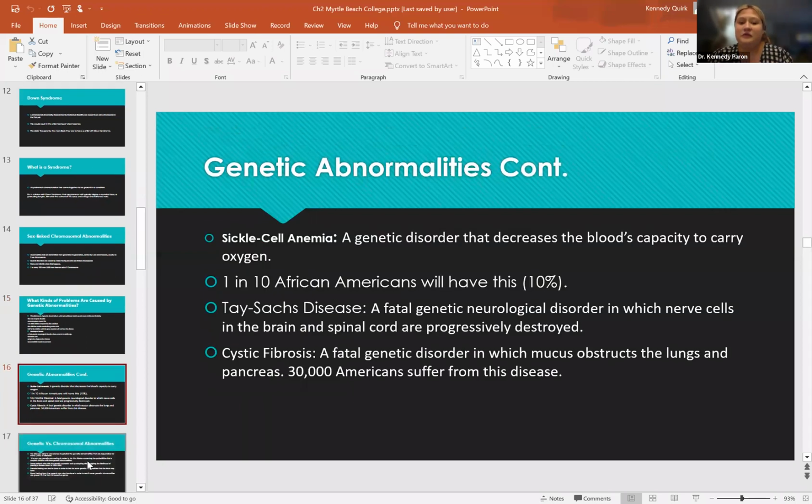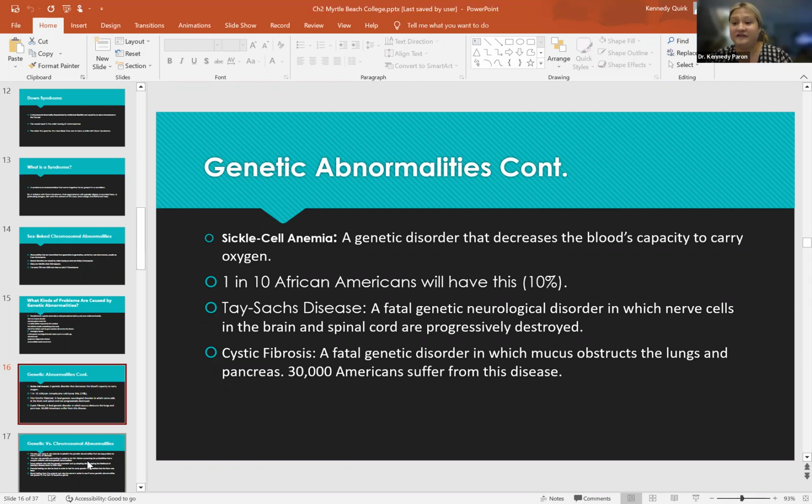So we're going to talk about a few more genetic abnormalities. First, we'll be talking about sickle cell anemia. This is a genetic disorder that decreases the capacity of blood to carry oxygen. It is typical of people who are African American. 1 in 10, or 10%, of people who are African American do have this disease. Next, we'll talk about Tay-Sachs disease. This is a fatal genetic neurological disorder, much like Huntington's disease, in which nerves in the brain cells and spinal cord are progressively destroyed. So this is a very painful disease.